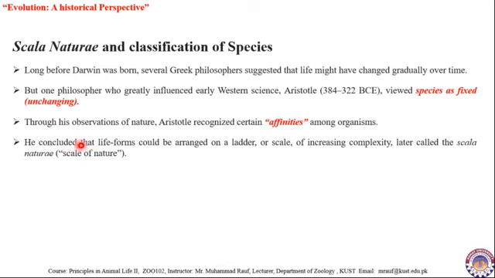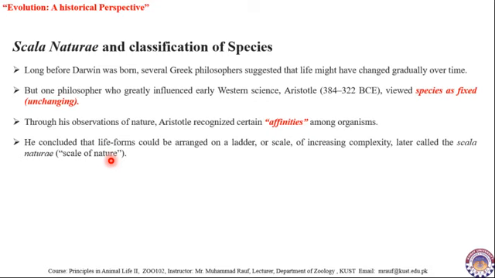He concluded that life forms could be arranged on a ladder or scale of increasing complexity, later called the Scala Naturae, scale of nature. Just like you have 10 or 15 stairs and you arrange different organisms on each stair on the basis of their complexity. The most simple organisms are placed on the first stair, on the second stair organisms which are a bit more complex, on the third stair organisms which are still more complex, and with that order you move towards more and more complexity with each climbing stair.